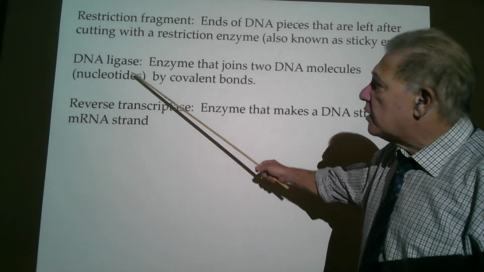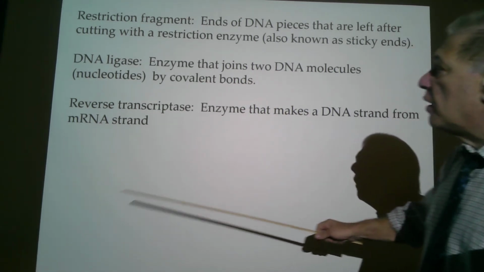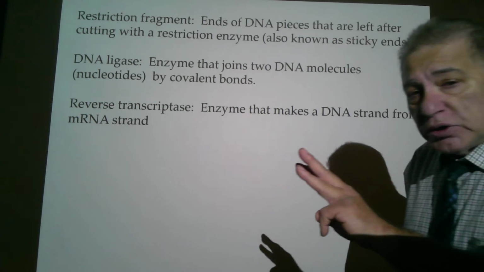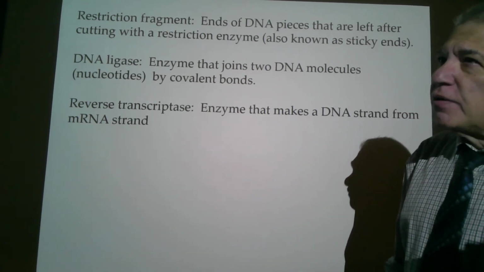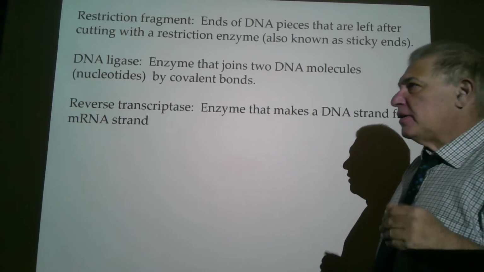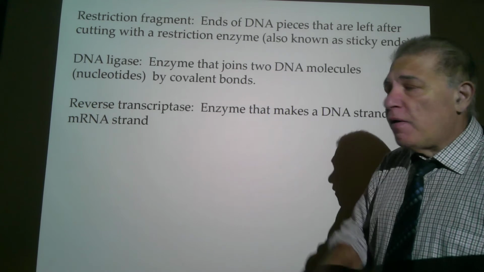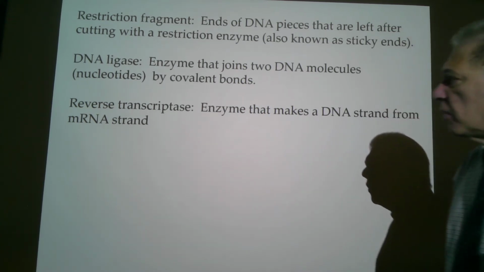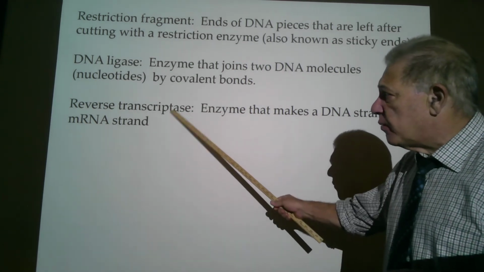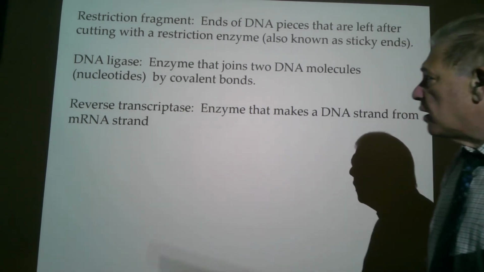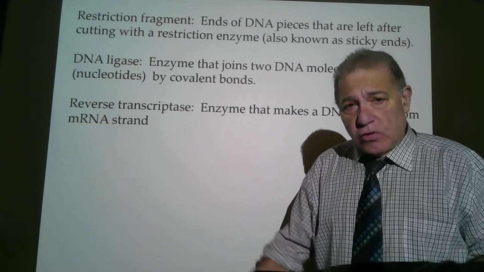So DNA ligase is an enzyme that joins 2 DNA molecules or nucleotides by covalent bonds. This will be the 3rd time I mentioned that. And then we have something that I was going to put on your exam, but I'd rather teach this up close and personal, where I have a chalkboard or a whiteboard: reverse transcriptase. That's a pretty interesting enzyme, and you know it's an enzyme because it ends in ASE. These are enzymes that make DNA strands from messenger RNA strands.